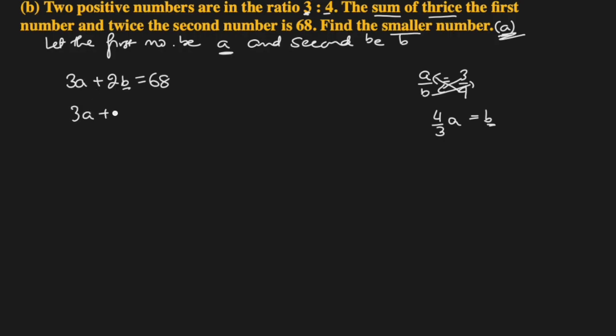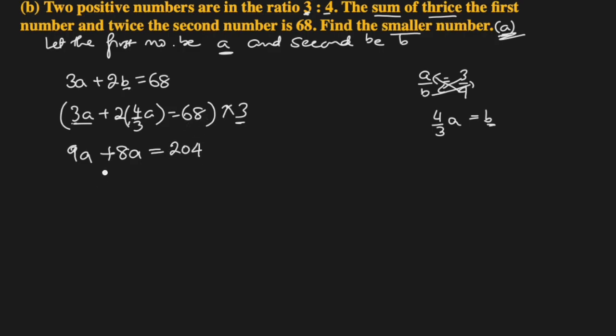So 3A plus 2 times 4 over 3 A equal to 68. This 3 we have to take care of. So let's multiply the whole equation by 3, so that 3A times 3 will be 9A. And this is 2 times 4, 8, but this 3 will get cancelled with 3 because we are multiplying the whole equation by 3. So it will be 9A plus 8A left, equal to 68 times 3, which is 204.